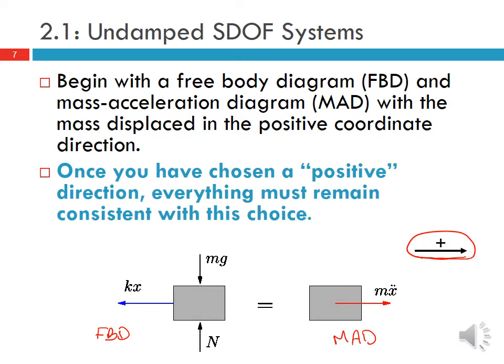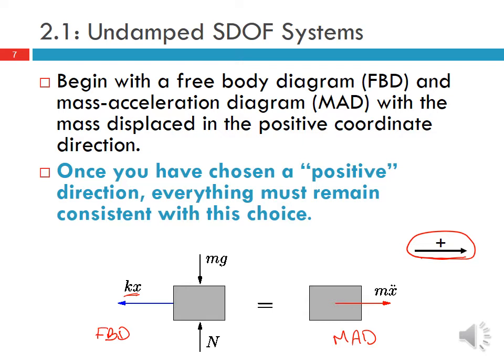So once you've chosen a positive direction, everything must remain consistent with this choice. It's very important that once you choose your positive coordinate direction when you draw your diagrams, you keep that for the whole analysis procedure. So you can see if we displace the mass to the right, we have these forces acting on it. So the spring force is acting to the left, acting to restore, and the value of the force in the spring is kx.